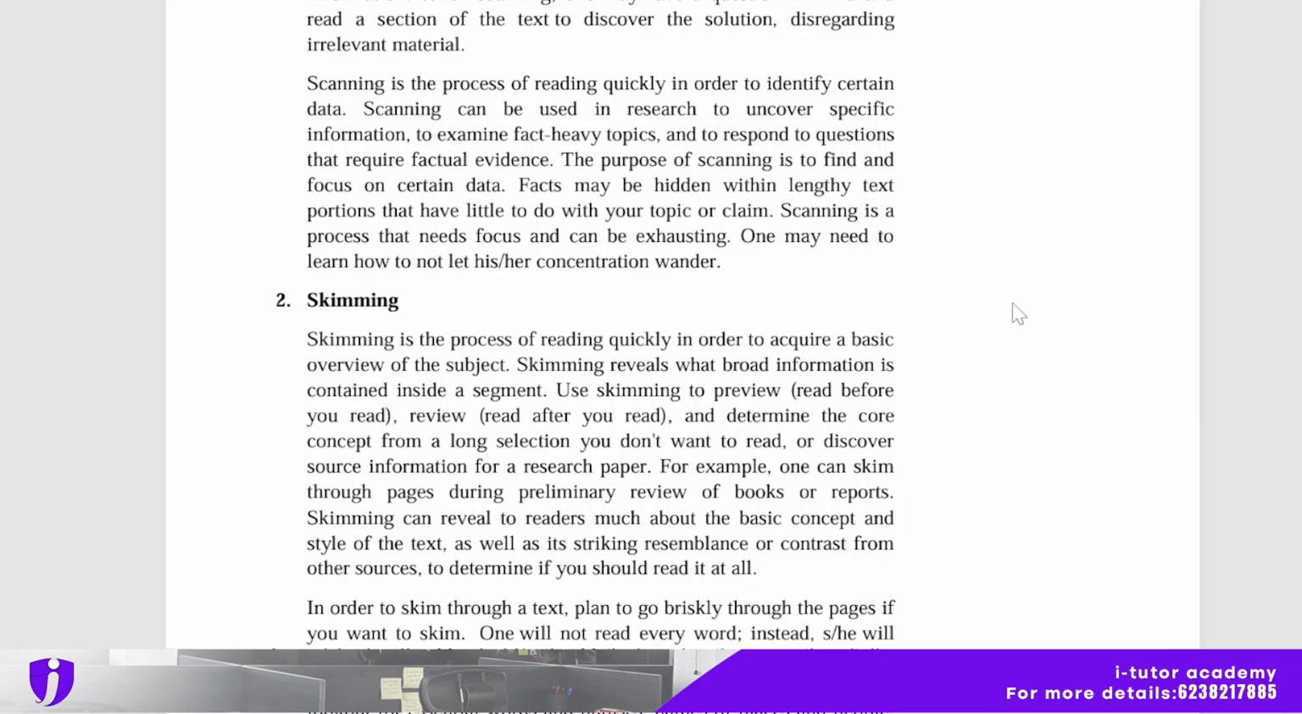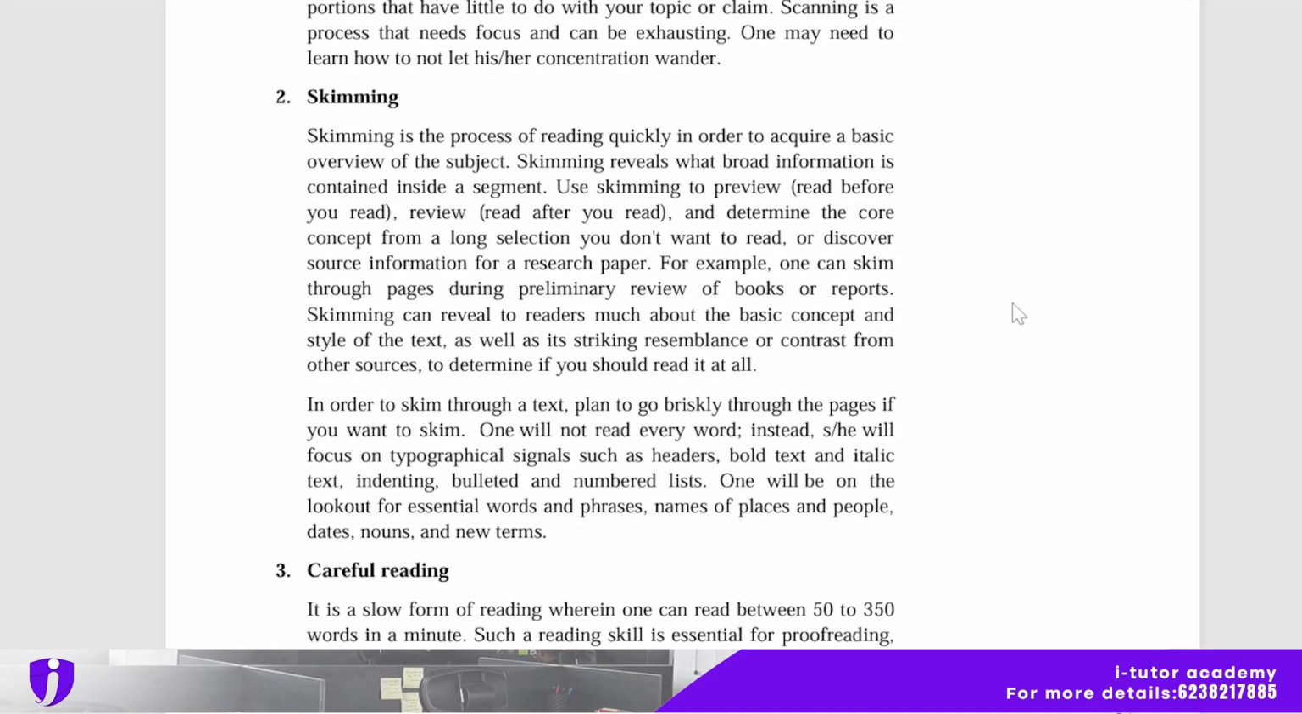Scanning can be used in research to uncover specific information, to examine fact heavy topics, and to respond to questions that require factual evidence. Skimming. Skimming is the process of reading quickly in order to acquire a basic overview of the subject. Skimming reveals what broad information is contained inside a segment. Use skimming to preview, review, and determine the core concept from a long selection you don't want to read, or discover sources and information for a research paper. For example, one can skim through pages during preliminary review of books or reports.